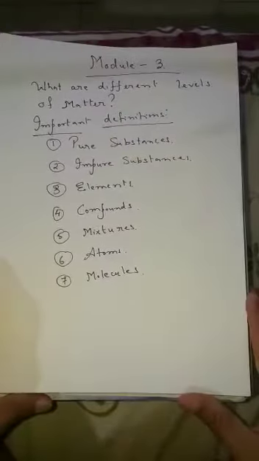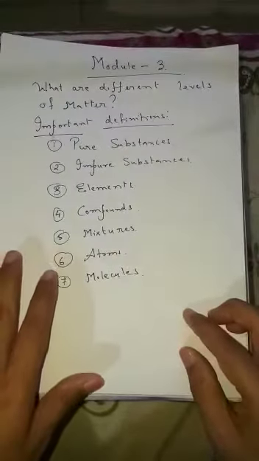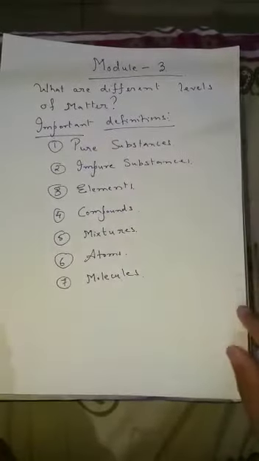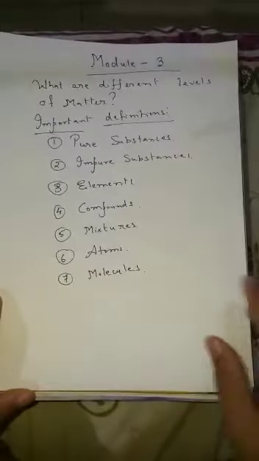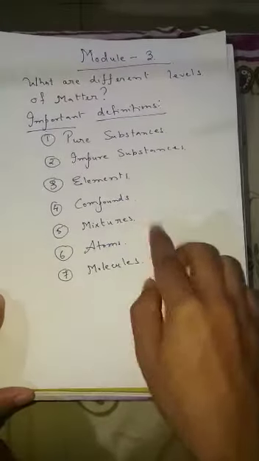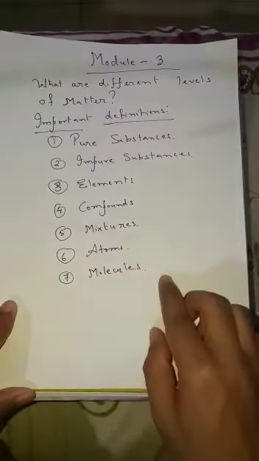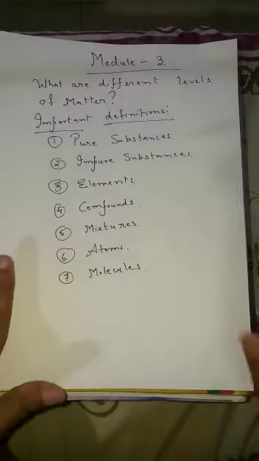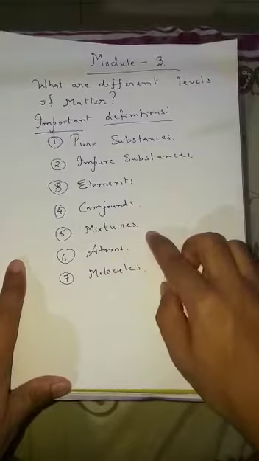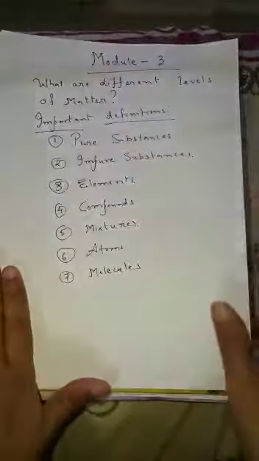Now, in module 3 we studied the different levels of matter. We classified matter into pure substances and impure substances. The pure substances were further classified into elements and compounds, and the impure substances had only one branch, which was mixtures. Apart from that, the important definitions that we had to study were atoms and molecules. So the list of important definitions was pure substances, impure substances, elements, compounds, mixtures, atoms, and molecules. If you study all these things, you can consider module 3 to be over.